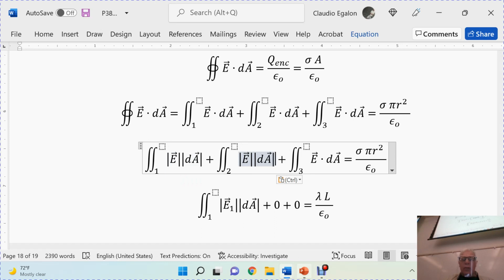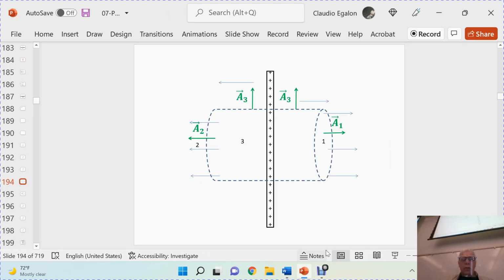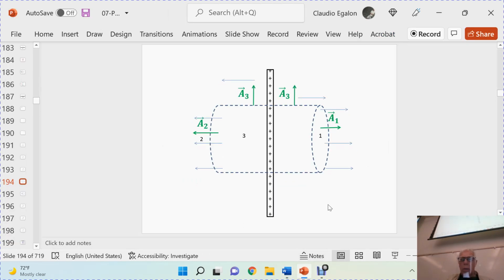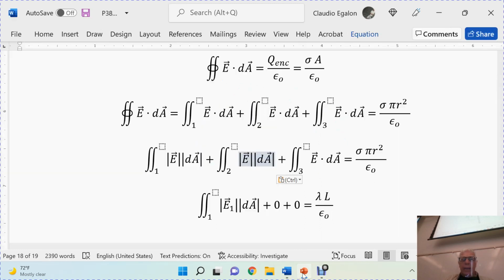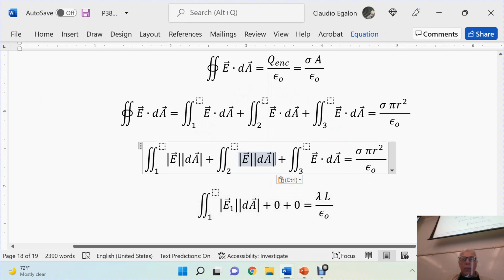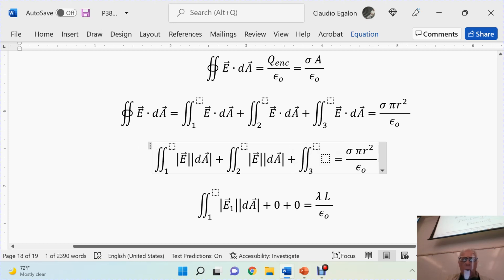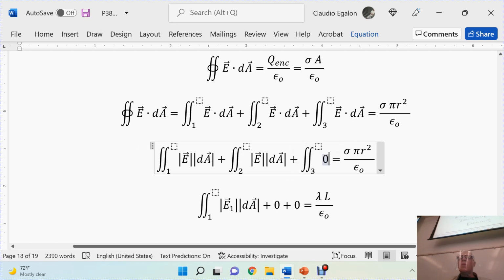Good. What about surface 3? Let's go back here to surface 3. For surface 3, the electric field is perpendicular to the area vector, whether it's on the left side or the right side. So the third integral is going to be 0. It's not the integral that's 0, but it's the dot product inside the integral that's 0. Right? It's even better than that.